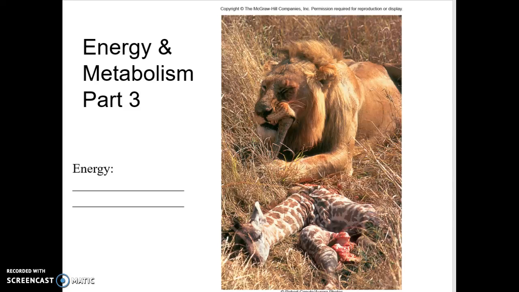So here's our third part to the energy and metabolism lecture. Keep in mind, as we've talked already, energy is the ability to do work. All living organisms have to have energy in some form, some fashion, that gets converted, following the first and second laws of thermodynamics, to eventually become ATP.